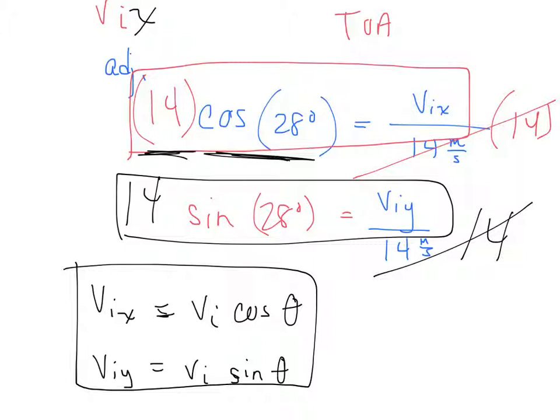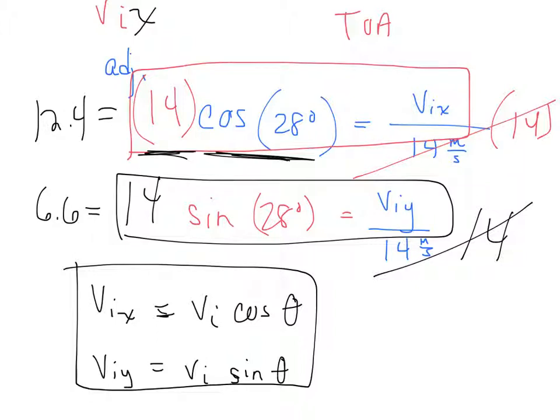What do you get? 14 times sine of 28. Just type it in your calculator. Make sure you're in degree mode, please. Make sure you're not in radian mode. 6.6, all right? So that's what we got for this one. And what did we get for 14 times the cosine of 28? 12.4? Okay.